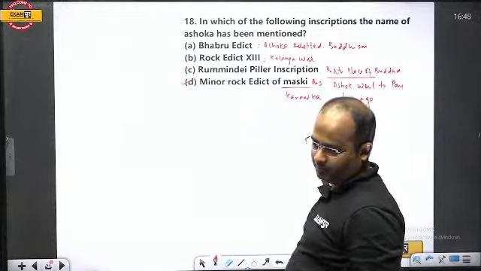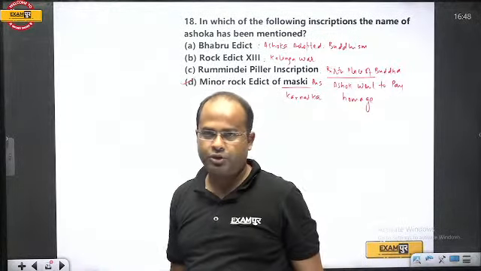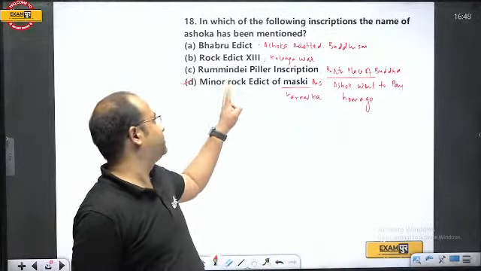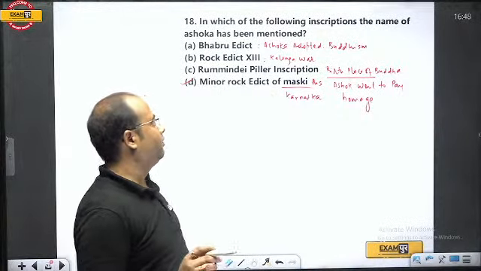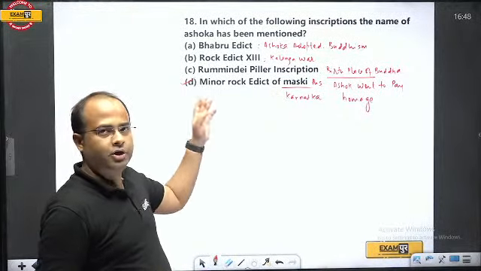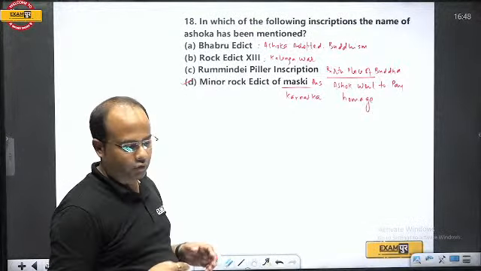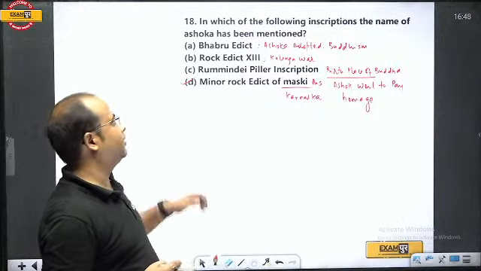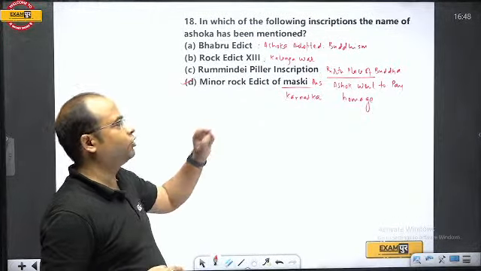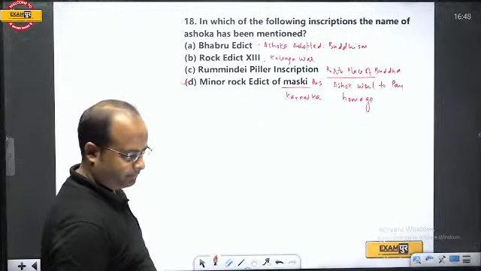Ashok went to pay homage. So the correct answer will be, guys, option D. Option D is the minor rock edict of Maski, where you will find the name Ashoka, "Devanam Piyadasi Ashoka", that means Ashoka, the beloved of the Gods. So the correct answer will be option D. Bhabru edict: Ashoka adopted Buddhism.